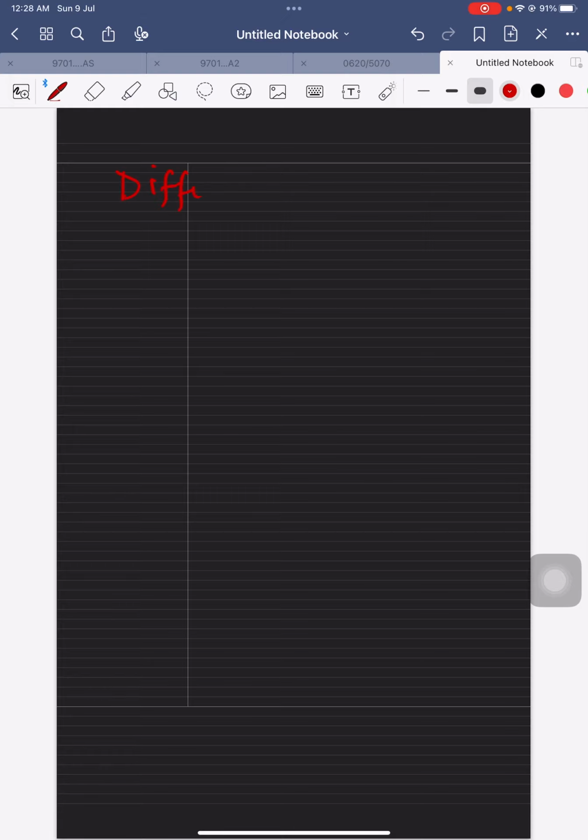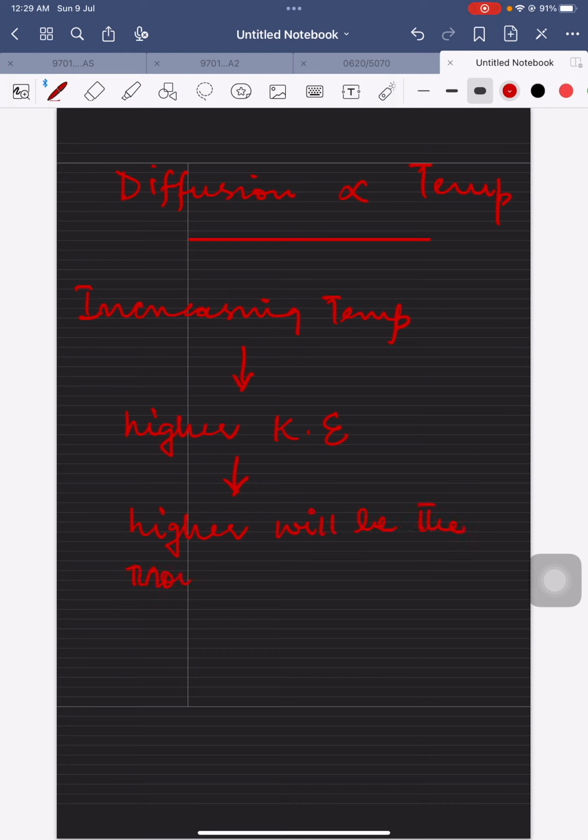Okay, so I'm changing the page, and number one thing is that diffusion is directly proportional to temperature, and I have told you that by increasing the temperature, higher kinetic energy, higher will be the movement of the particles, higher will be the rate of diffusion. Is it okay? So we can say this thing, that by increasing the temperature, the rate of diffusion will be increased.